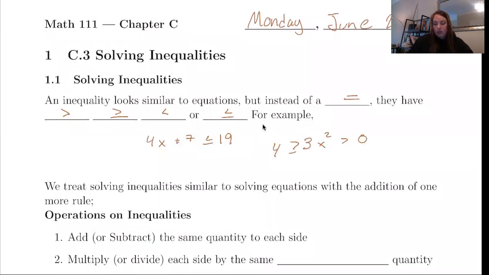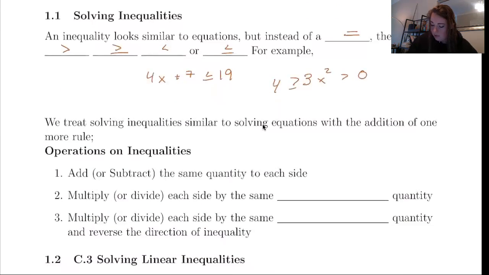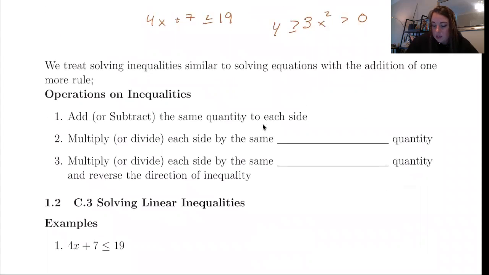So we treat solving inequalities similar to solving equations with the addition of one or more rules, right? We will add and subtract the same quantity on each side. That's the same as for an equation. We can multiply or divide each side by the same positive quantity. And then we can multiply or divide each side by the same negative quantity and reverse the direction of the inequality.